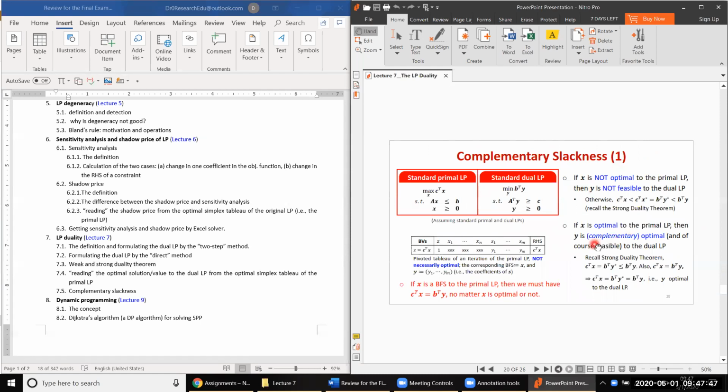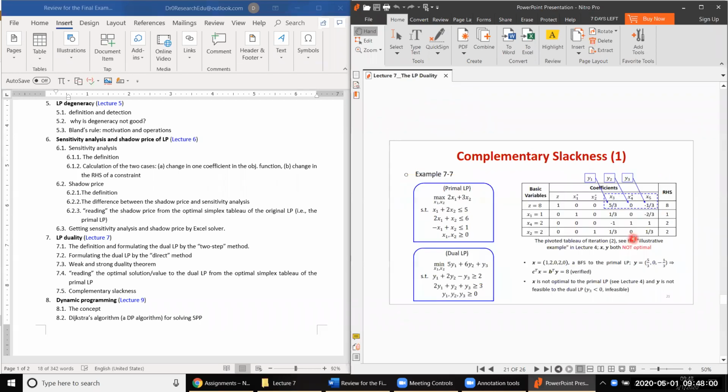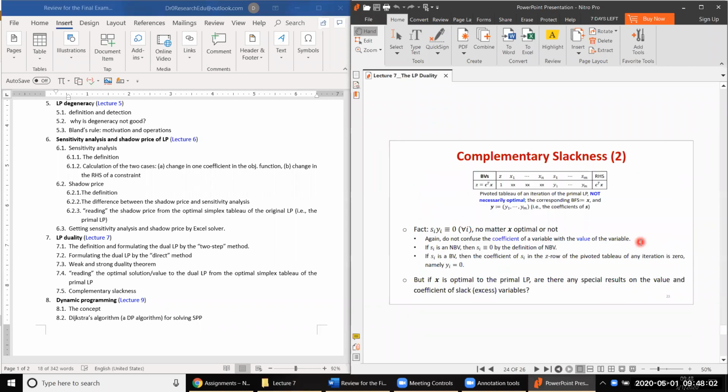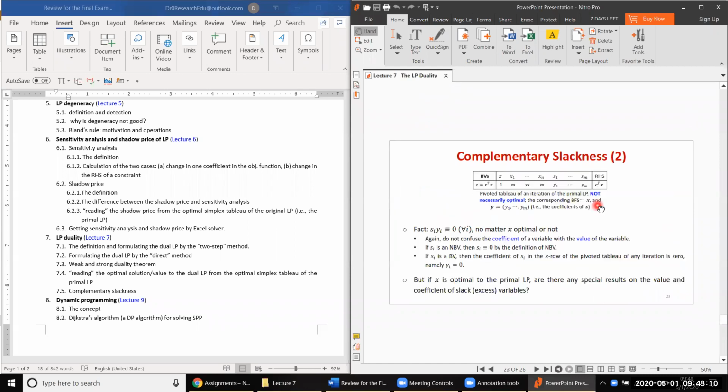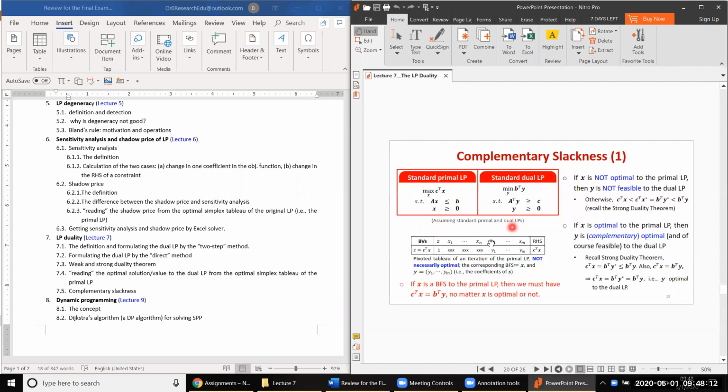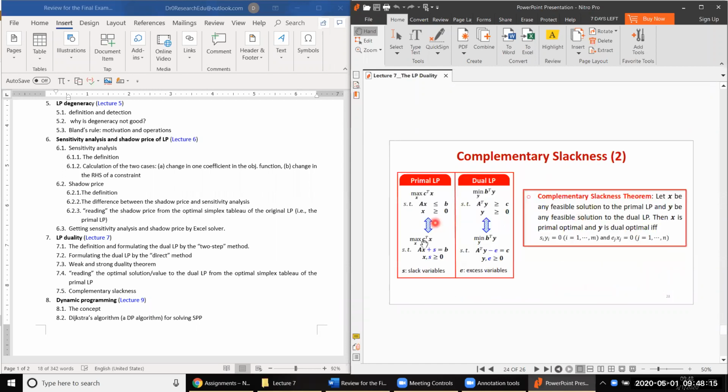We have two conclusions. Conclusion number one is that if X is not optimal, then Y is not feasible. If X is optimal, then Y is complementary optimal. And the second thing is the complementary slackness theorem that is corresponding to the slack variables. We have an if and only if condition, okay? Basically, these two things are the same because one uses the language of X and Y, the other one uses the language of the corresponding slack variables. So they're actually the same. So this is everything about the LP duality.